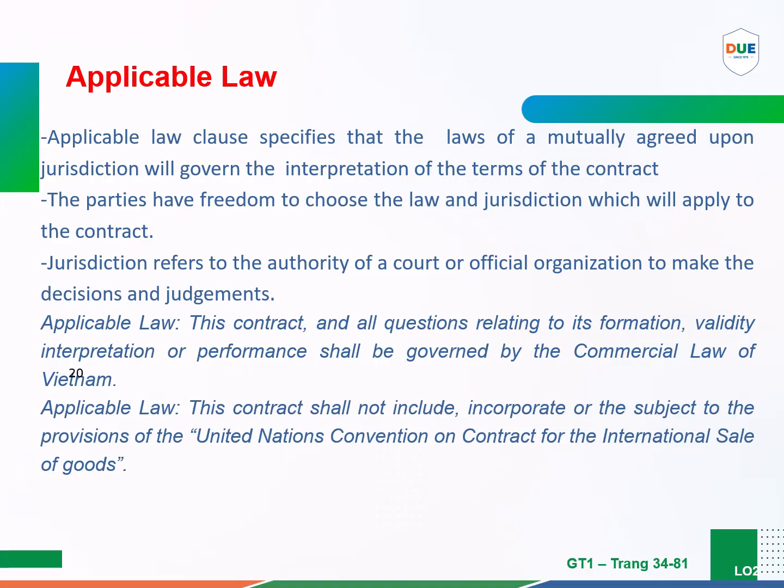Additionally, the parties may explicitly exclude the application of certain international conventions, such as the 1980 Vienna Convention on Contracts for the International Sale of Goods, CISG. In such cases, the contract will specify that it is not governed by CISG, even if the parties are from countries that are members of the convention. This approach is often used when the parties prefer to apply familiar national laws rather than a uniform international law.